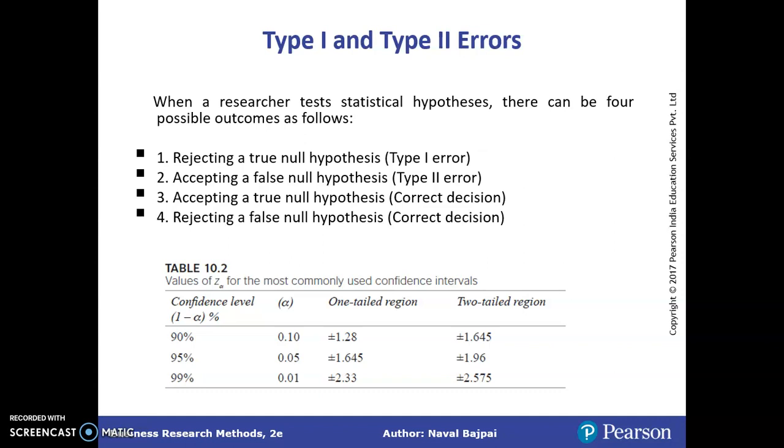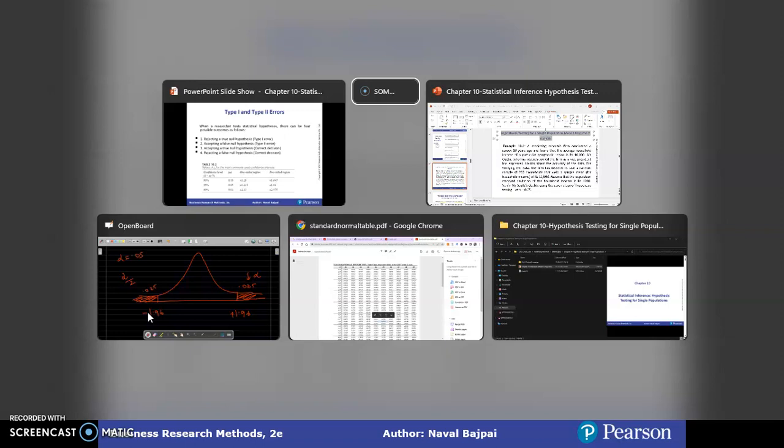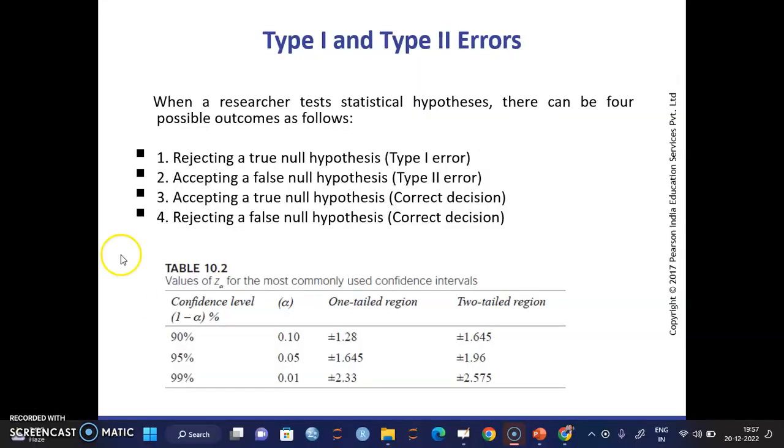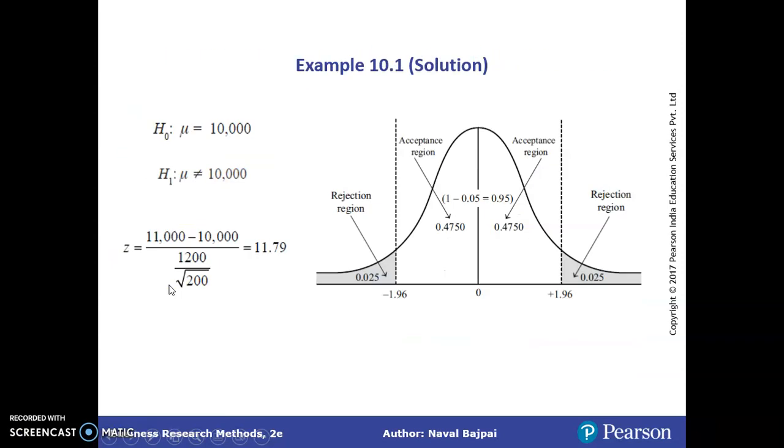Whenever you calculate the z value, corresponding to every z value you can find the probability value or p-value, which we also call significance. In the example we just discussed, the calculated z value is 11.79. We can calculate the p-value or significance value for this calculated z value, and then we compare whether it is less than 0.05 or not, because what we want is 0.05 or less.